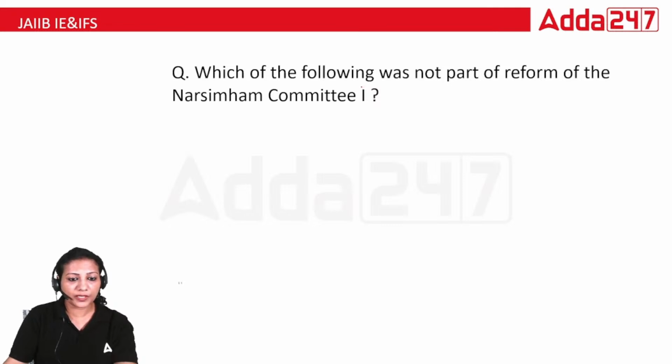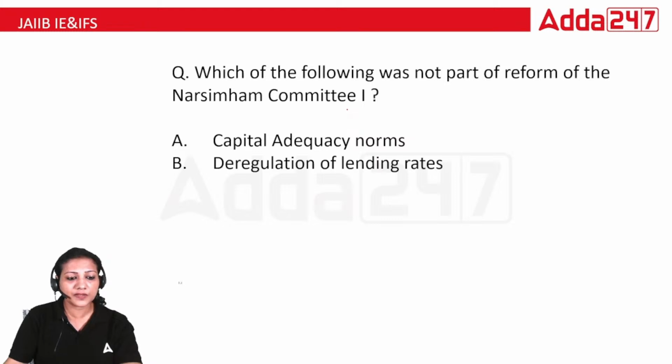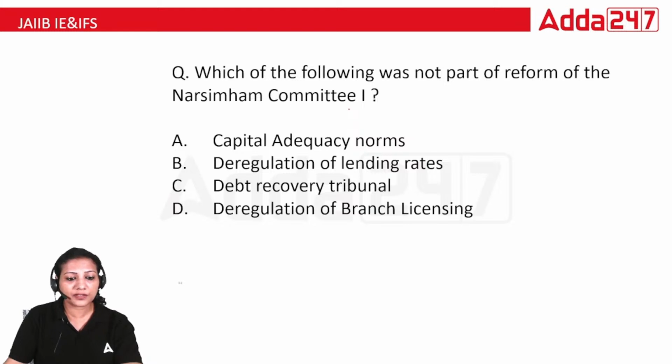Which of the following was not part of reform of the Narasimham Committee 1? We have all studied this in the unit on economic reforms in Indian economy and Indian financial systems. The options are capital adequacy norms, deregulation of lending rates, debt recovery tribunal, or deregulation of branch licensing.